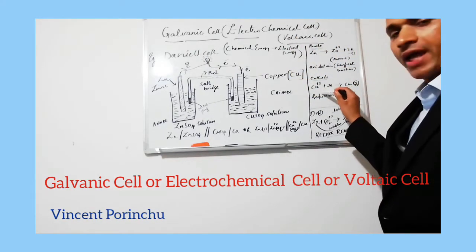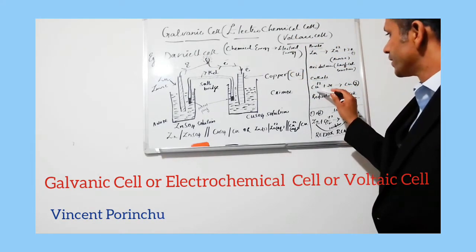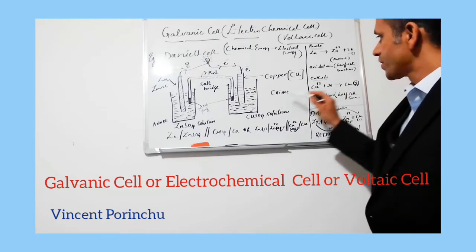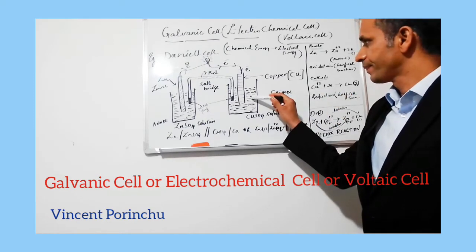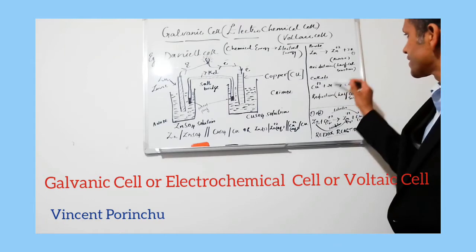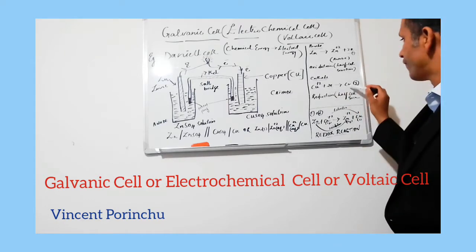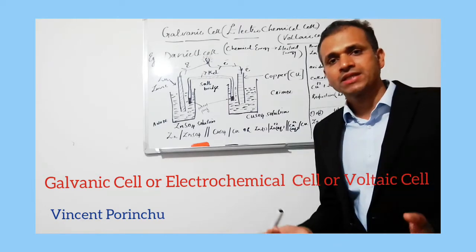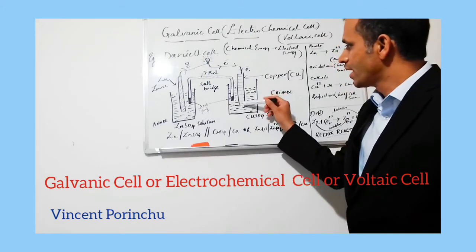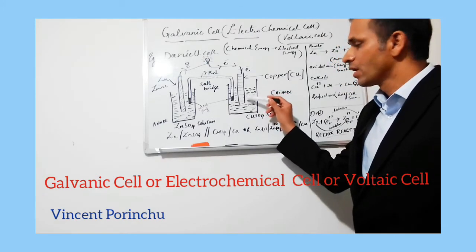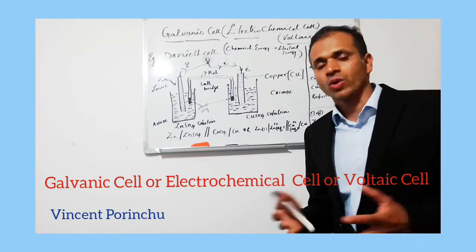But in the case of the cathode, the Cu2+ ions in the solution accept those electrons and form copper metal, and that copper metal is deposited on the copper cathode.